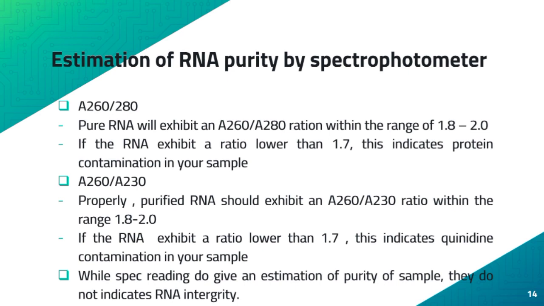Estimation of RNA purity by spectrophotometer. A260 to A280. Pure RNA will exhibit an A260 to A280 ratio within the range of 1.8 to 2. If the RNA exhibits a ratio which is lower than 1.7, this indicates protein contamination in your sample. For A260 to A230, the purified RNA should exhibit a ratio within the range of 1.8 to 2. If the RNA exhibits a ratio lower than 1.7, this indicates guanidine contamination in your sample. While the spectrophotometer readings do give an estimation of the purity of the sample, they do not indicate RNA integrity.